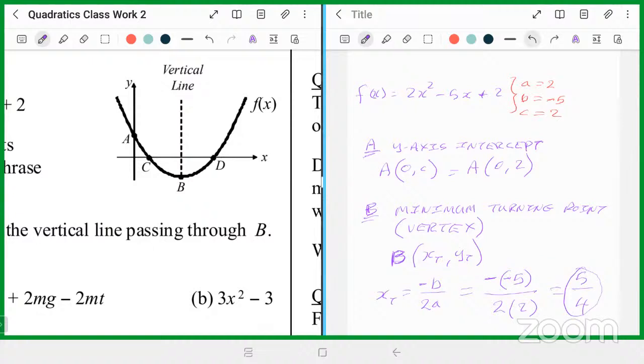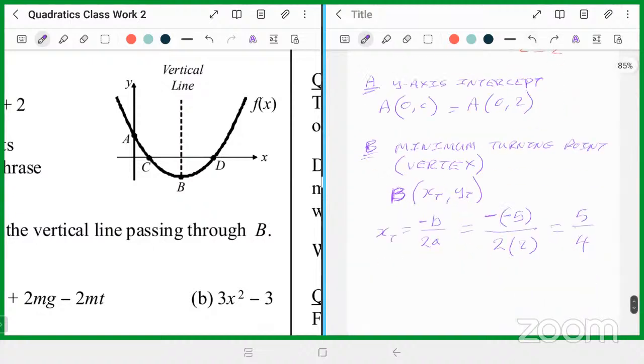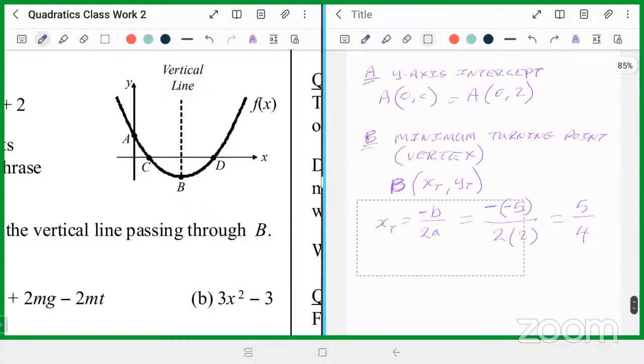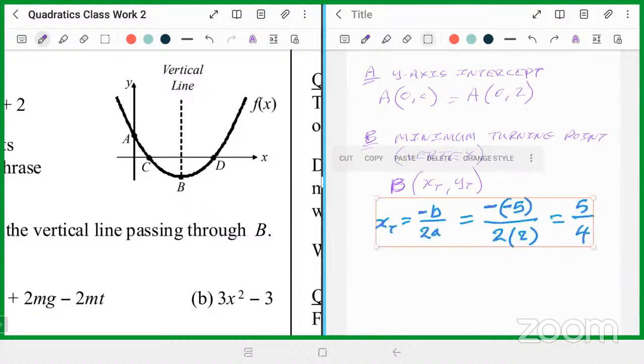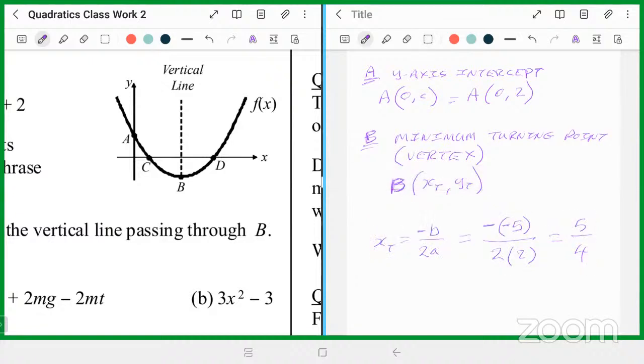All right, so we can actually start writing that. Let me just shift this down a little bit, because I'm going to put the answer right here. So this point becomes B. The x value there is 5/4. We now need to work out the y value to go here.